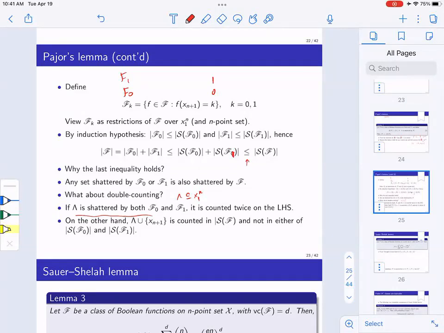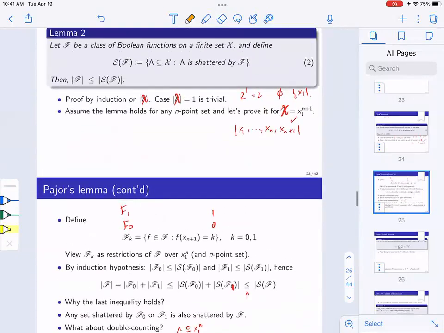So the end result is that whenever we double count a set lambda on the left-hand side here, we also include another set in addition to lambda on this side, which is not counted here. So you're always guaranteed to be bigger than or equal to. And this is just what we wanted to prove, the induction conclusion. Okay?